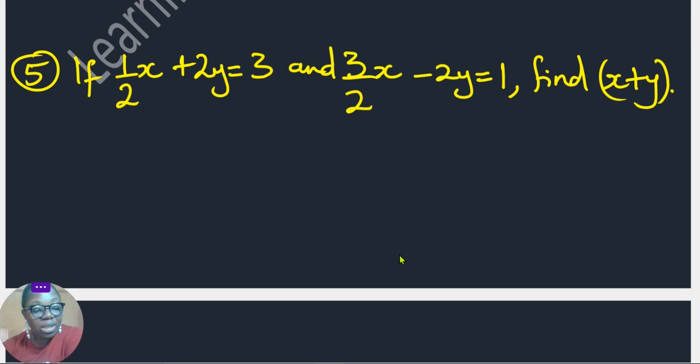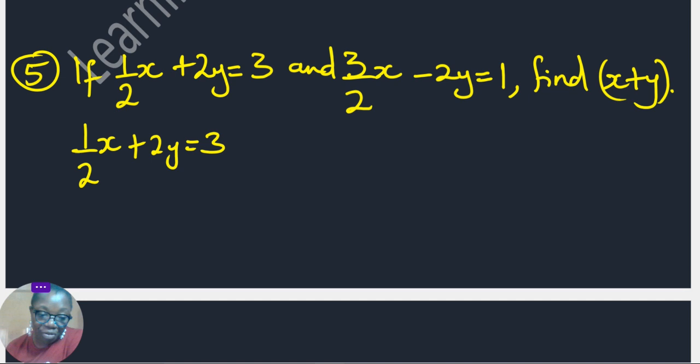Now these are simultaneous equations. Take note because we have two variables in this equation. So what do we need to do? Let's clear the fractions. The first one is 1 over 2x plus 2y equals 3. Anytime you have a fraction, find the LCM.